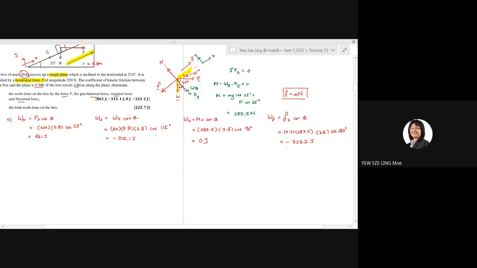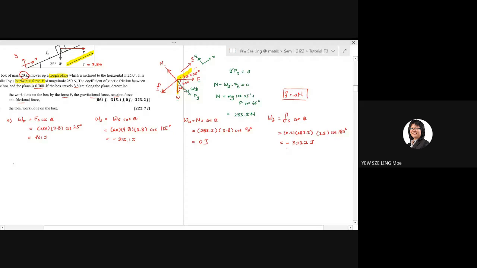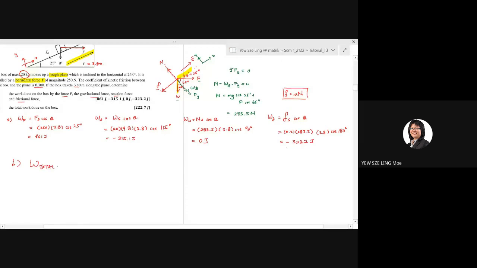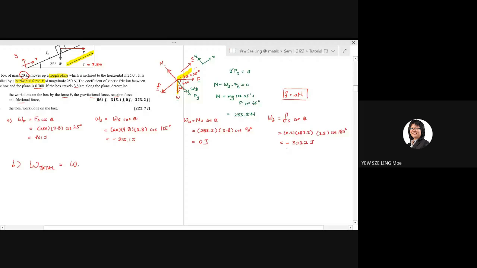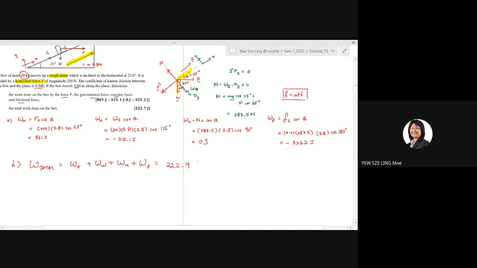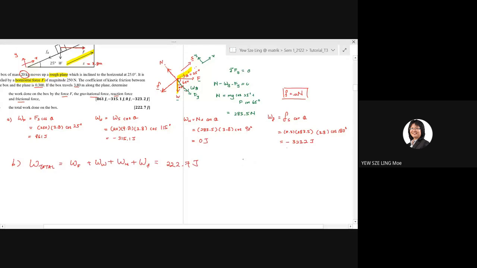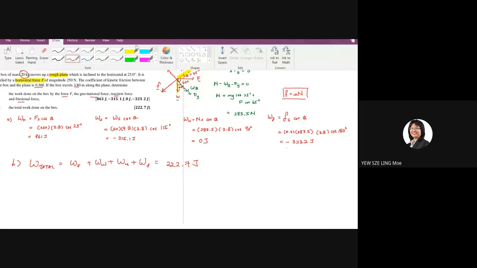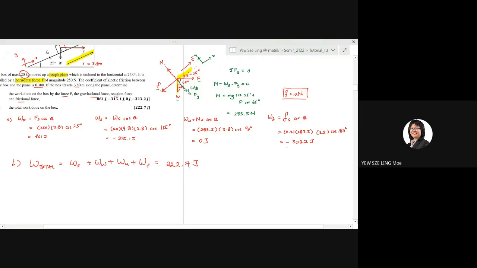All right, so next, question B. Okay, question B, total work done, just very simple. So W total straight away equals your WF plus WW plus WN plus WF. Straight away equals 222.7 joule. Okay, so now if you want to use a second method to calculate it, can or cannot? Yes, you can. Okay, so you look at the diagram.